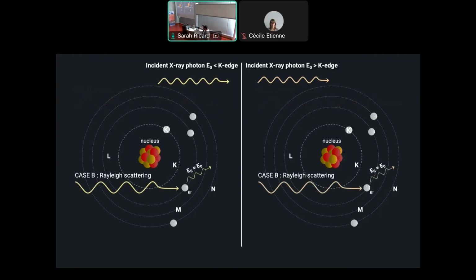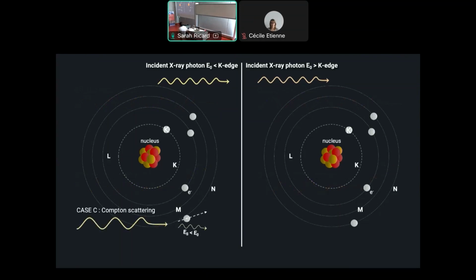The second interaction that might happen at this energy is what we call the Rayleigh scattering. The Rayleigh scattering is an interaction between photon and electron where the incident photon keeps the same energy. Then we have what we call the Compton scattering. That's general. Try to avoid that. And here, the only difference with the Rayleigh scattering is that you have an interaction directly with the electron that has been ejected, for instance, and you have an energy loss from it.